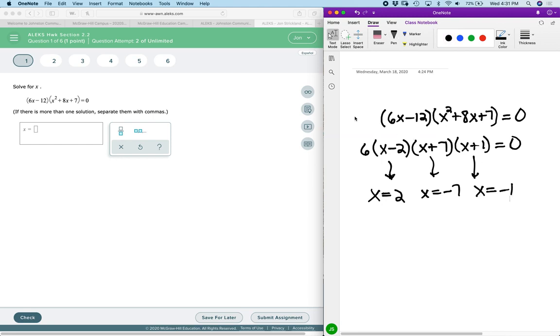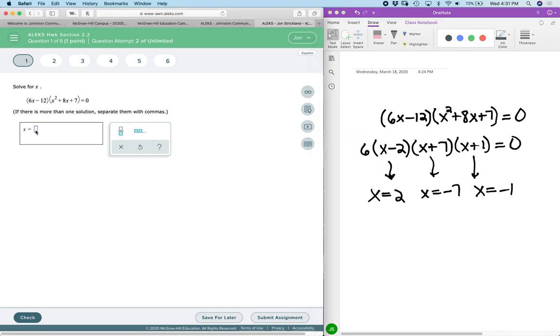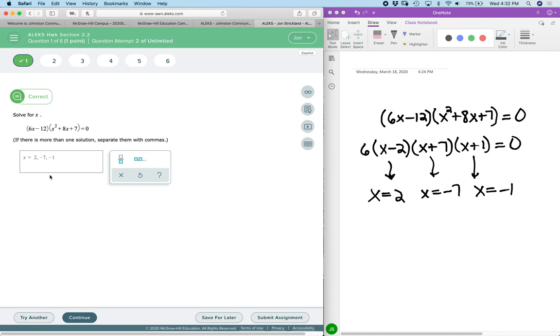So in carrying over to what I have here, we have x at 2, negative 7, and negative 1. And if I check the result, and for the feedback, this result is correct.